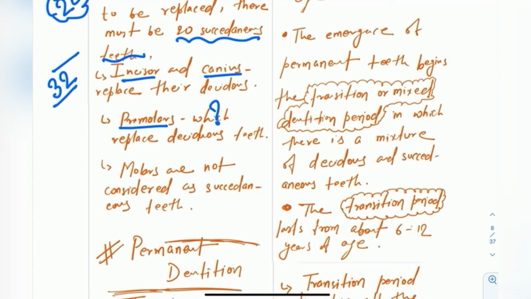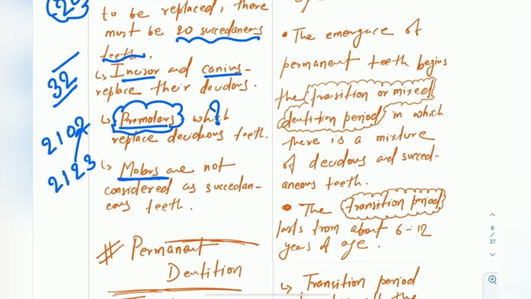You can think of the deciduous dentition formula 2102, and the permanent dentition formula I have told you, 2123. So two premolars will replace the two deciduous molars. Clear? The rest of the molars in permanent dentition are considered non-succedaneous, and this is how it happens. I guess it is clear, not that complex to understand.